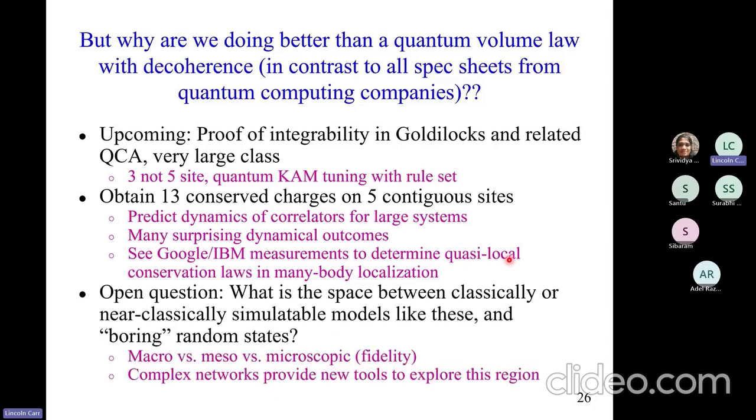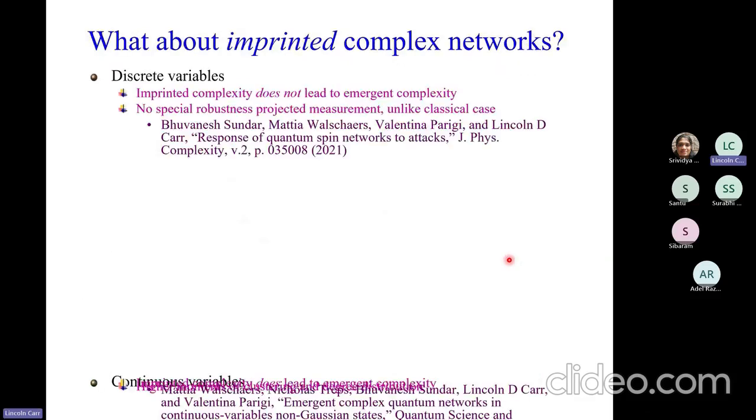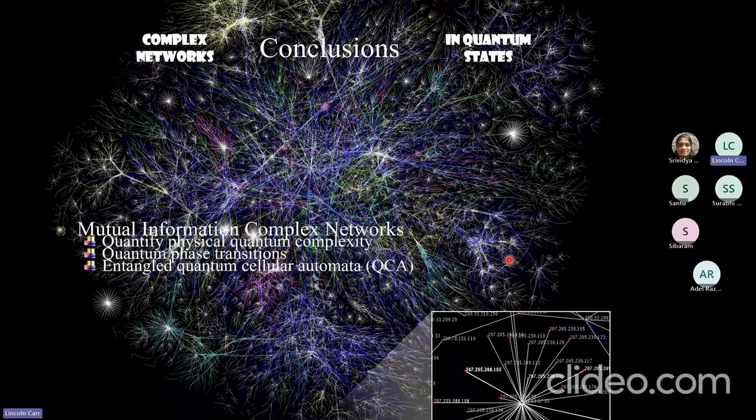And then finally, I'm going to pose this open question: what is the space between classically or near-classically simulatable models like these and random states? We know random states require the quantum volume, and we know these kinds of models don't. I think it's a question about macroscopic versus mesoscopic versus microscopic notions of decoherence. Microscopic would be like fidelity; macroscopic might be something like thermalization or equilibration time. So complex networks provide new tools to explore this regime. I hope you found that interesting and compelling. With that, I will skip this extra thing I was going to say about Vinicius, and just summarize.